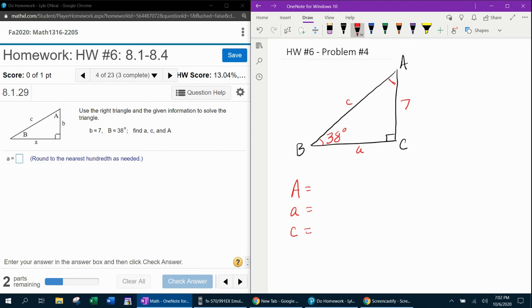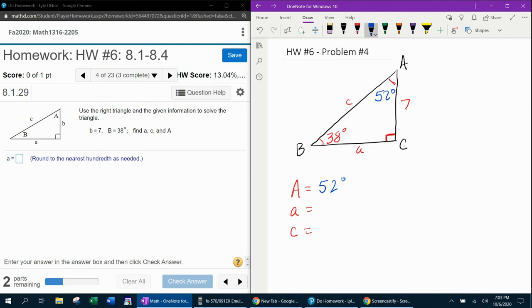And the easiest piece to find first is definitely angle A, because if angle C is 90, then A plus B has to be 90 also. In other words, A and B are complementary. They have to add to make 90. So what is 90 minus 38? That is 52. So angle A is going to be 52 degrees. I'm going to go ahead and put that in my picture.